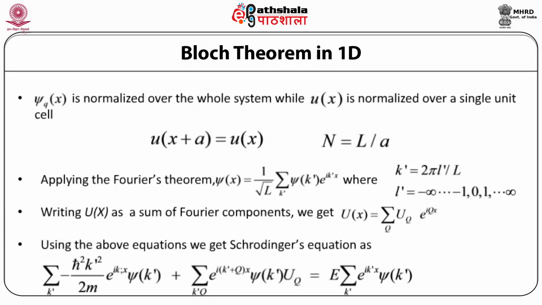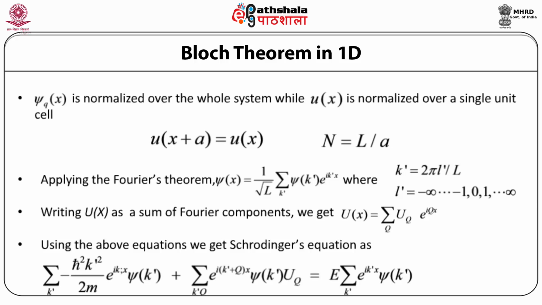Note that the wave function φ_q(x) is normalized over the whole system, while u(x) is normalized over a single unit cell. Also, u(x) is periodic in a, that is, u(x + a) = u(x), and capital N is equal to L by a, the number of cells in the entire periodic system. So now let us formally derive the Bloch theorem.